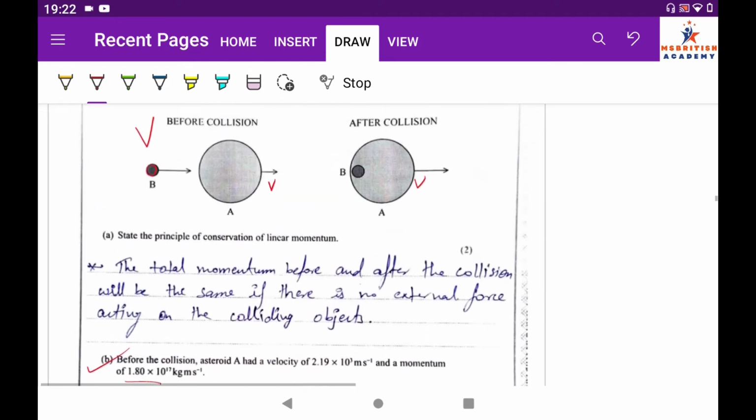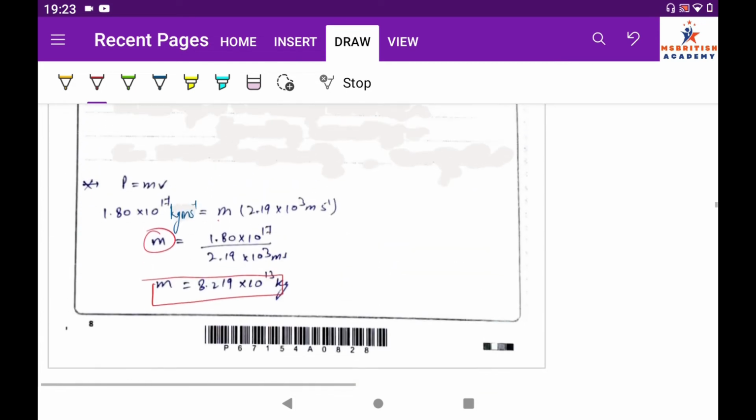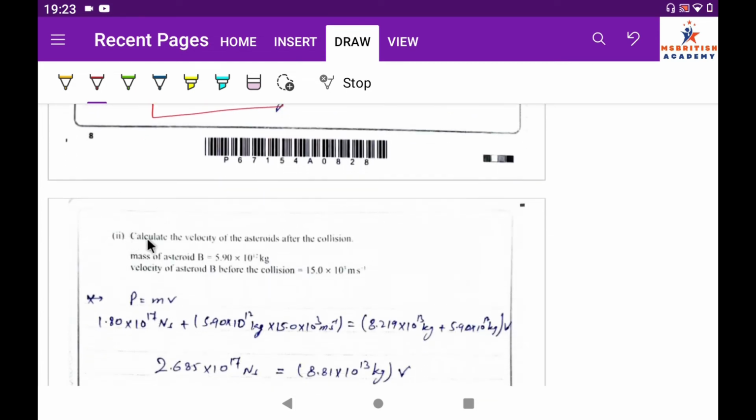So from here we get the mass of this, and now see it further in question two. Calculate the velocity of the asteroids after collision. The mass of asteroid B is also given to us, and the velocity of asteroid B is also given, and we have calculated the mass of asteroid A and its velocity was given.